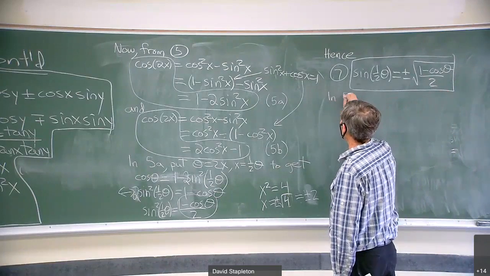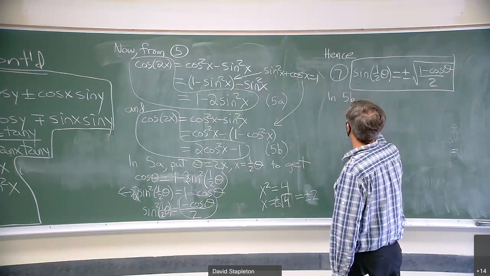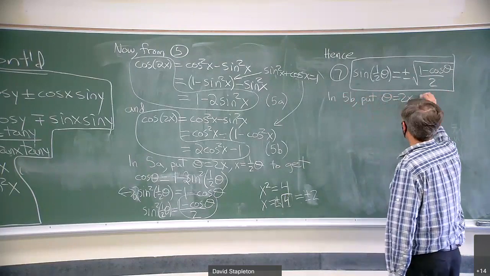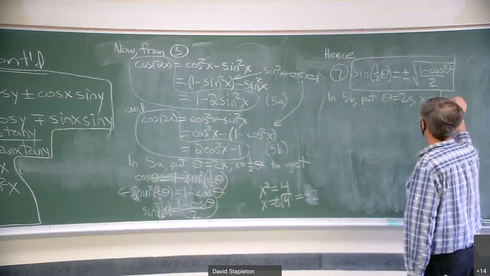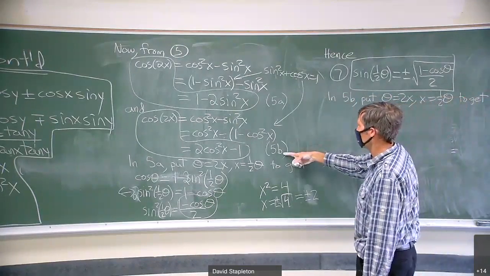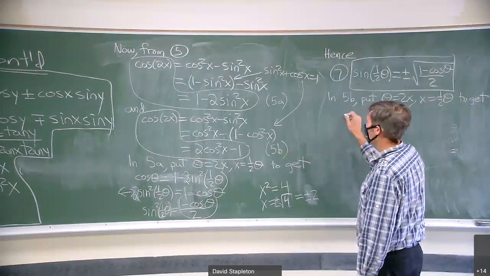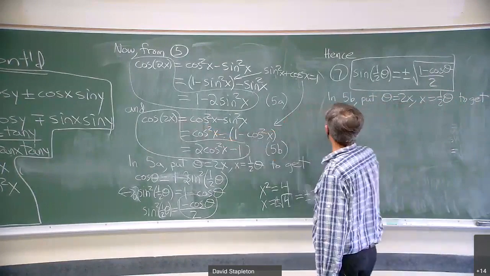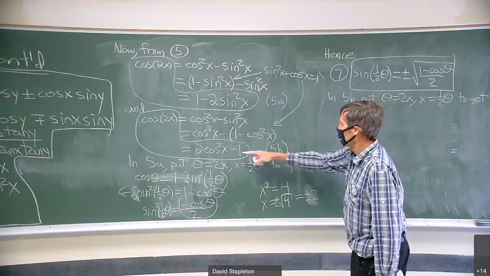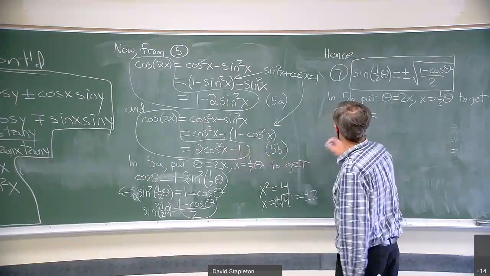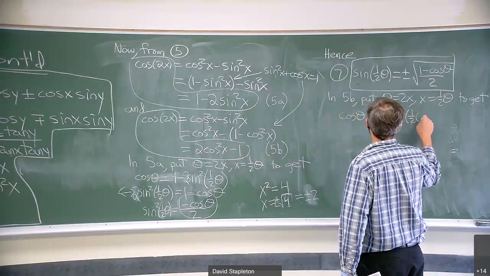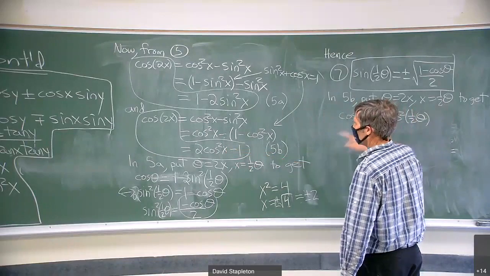Also, in 5b, substitute in theta equals 2x and x equals 1/2 theta. To get, similarly, in 5b here, cosine 2x becomes cosine theta, and it's 2 cosine squared of x, which is 1/2 theta, minus 1.